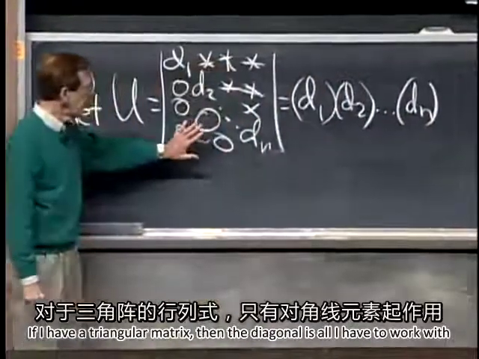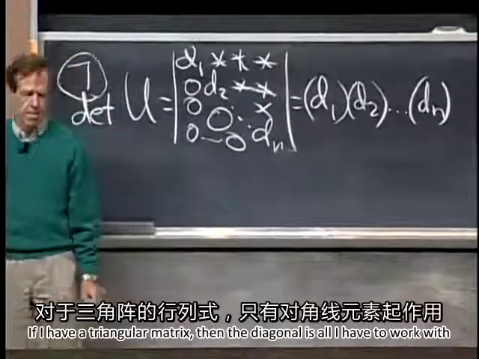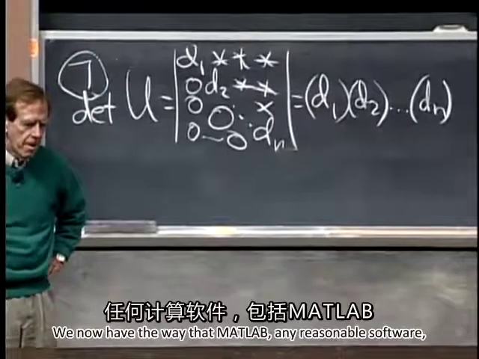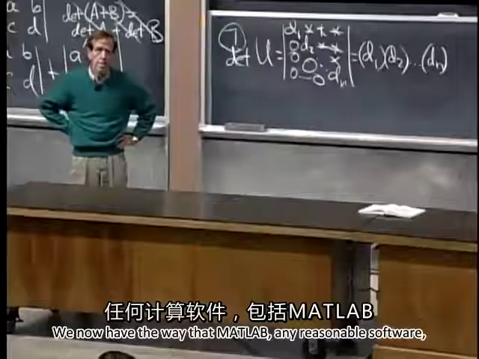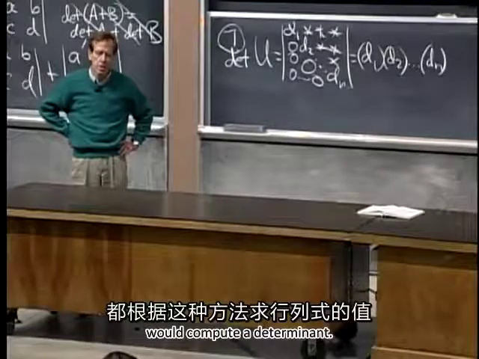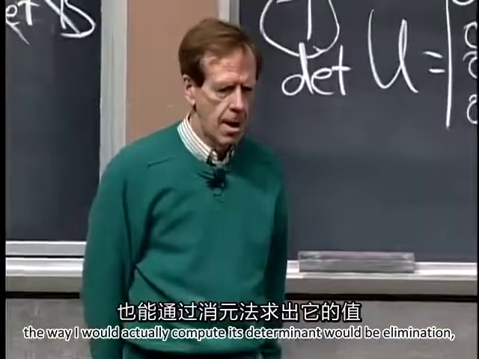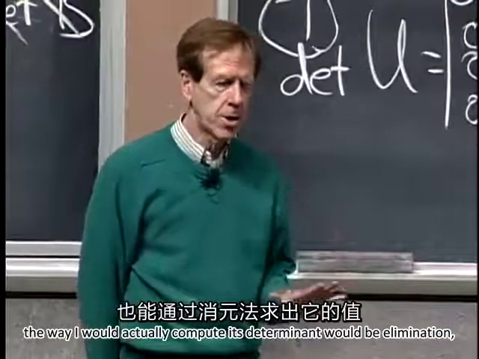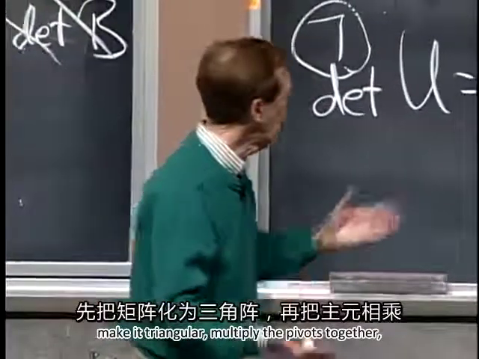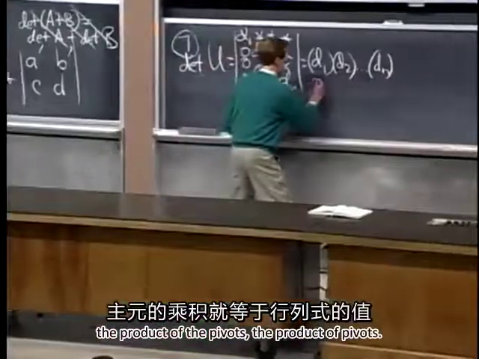If I have a triangular matrix, then the diagonal is all I have to look at. And that's telling us then, we now have the way that MATLAB, any reasonable software, would compute a determinant. If I have a matrix of size 100, the way I would actually compute its determinant would be elimination, make it triangular, multiply the pivots together. The product of the pivots.